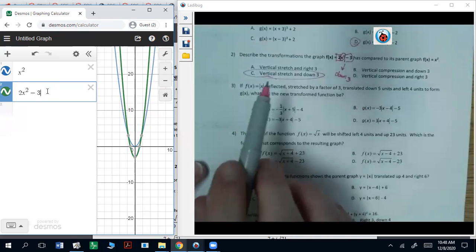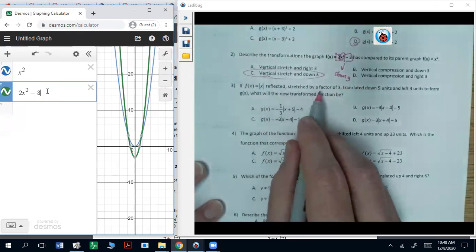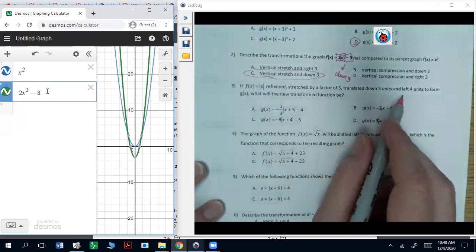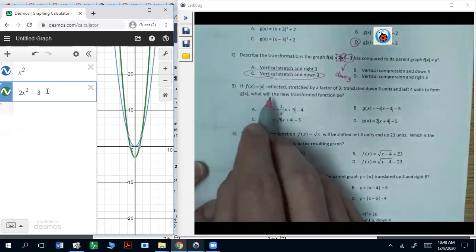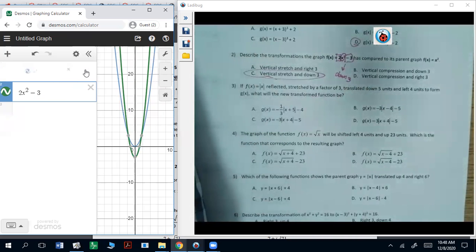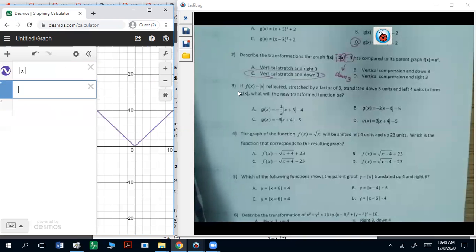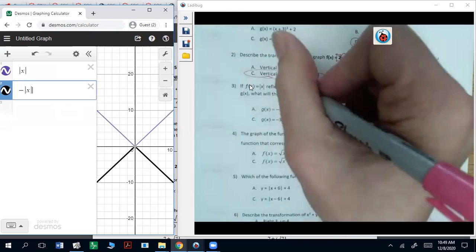Question 3. f of x equals the absolute value of x. Reflected, stretched by a factor of 3, translated down 5, and left 4 to form g of x. What will the new transformed function be? Let's graph the absolute value of x. You can do shift and the vertical bar above enter. There's your absolute value. If I want it to be reflected, I'm going to have a negative out front. So that's going to be a negative.